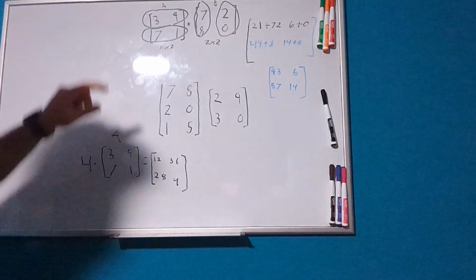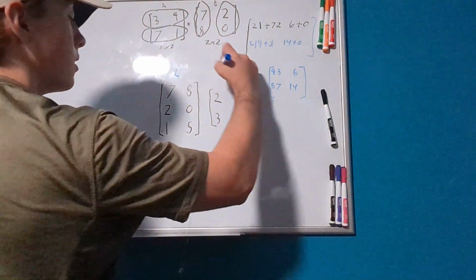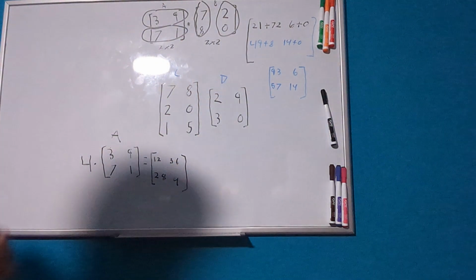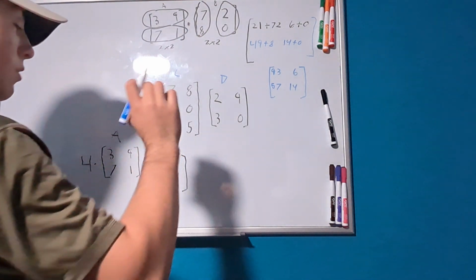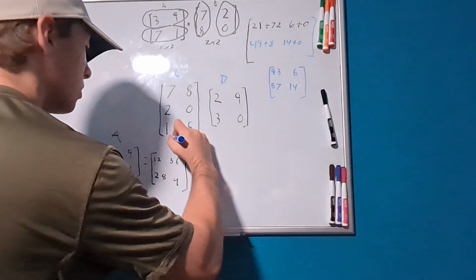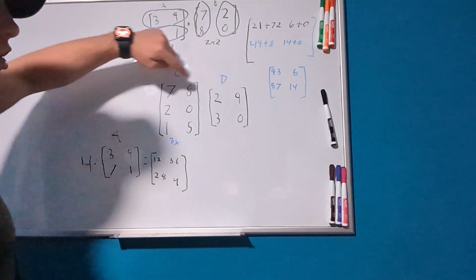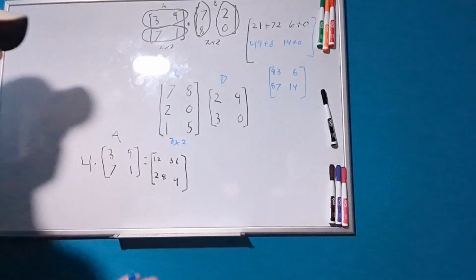Okay. Now we're going to take a matrix. Let's call this one C and this matrix D. We're going to multiply C times D. And in this case, let's see how many rows this has. This is 1, 2, 3 rows. And let's see how many columns it has. 1, 2 columns. So it's a 3 by 2.